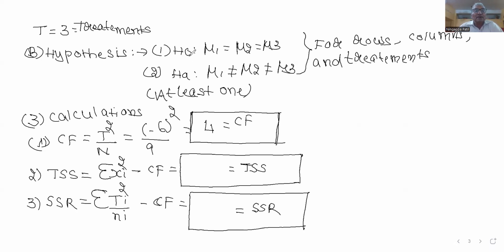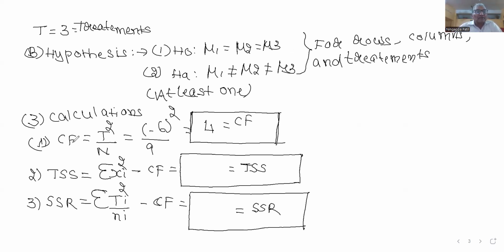The null hypothesis H0: 3 groups are there, 3 treatments are there, 3 columns are there. Therefore M1 equals M2 equals M3. This is the null hypothesis. And the alternate hypothesis is the reverse of this, so M1 is not equal to M2, not equal to M3. This statement H0, HA is true for rows, columns, and treatments. At least one may be true. All 3 may not be unequal.